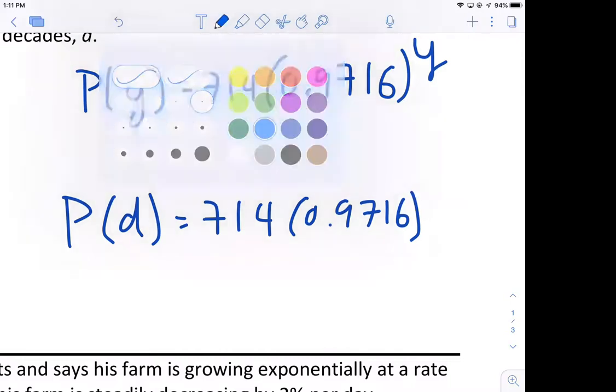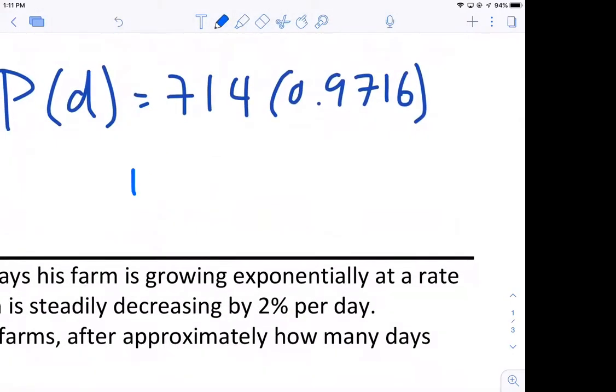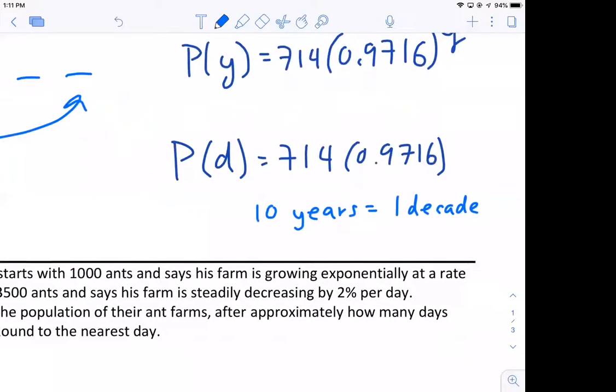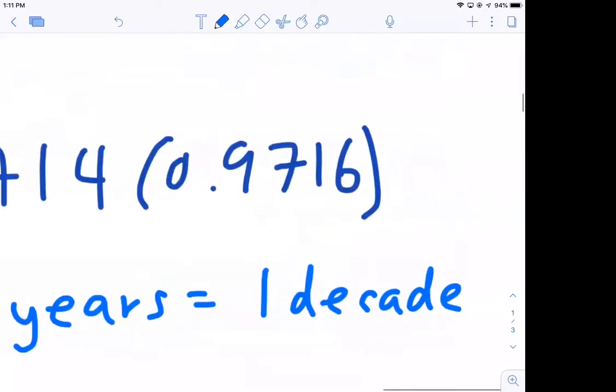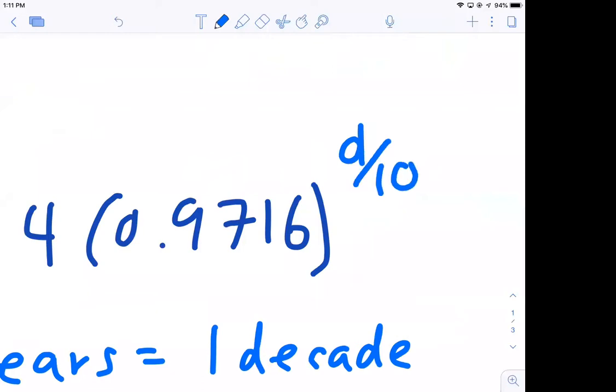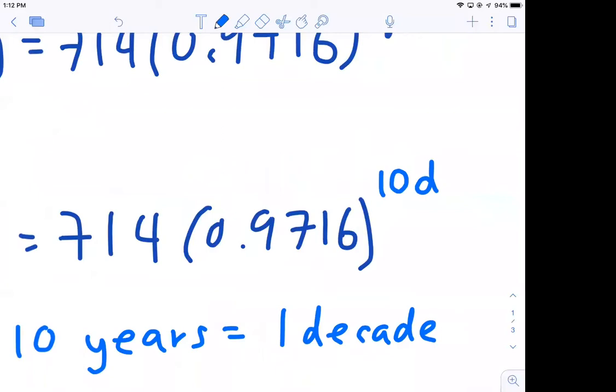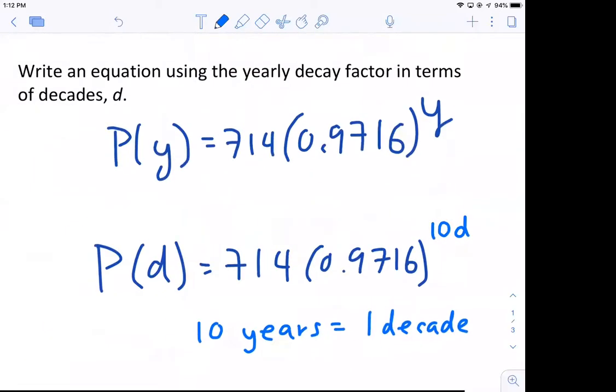So what a lot of people are going to do is they're going to say, all right, 10 years is equal to 1 decade. So if I want it in terms of D, a decade is 1/10 of a year. And they're going to write D over 10 here as the exponent. But actually, it's going to be to a power of 10D.